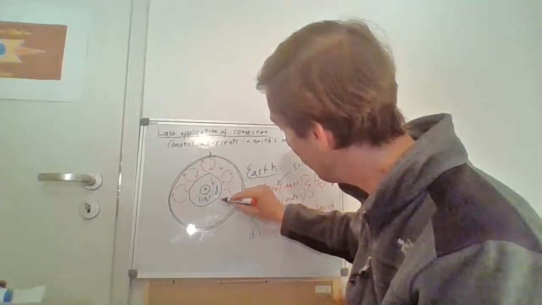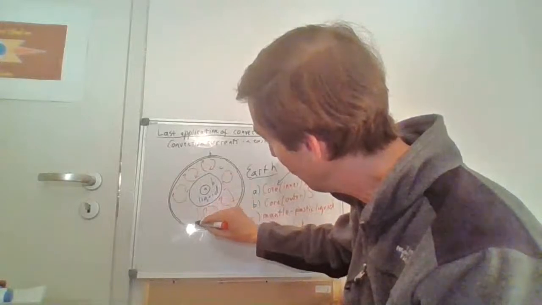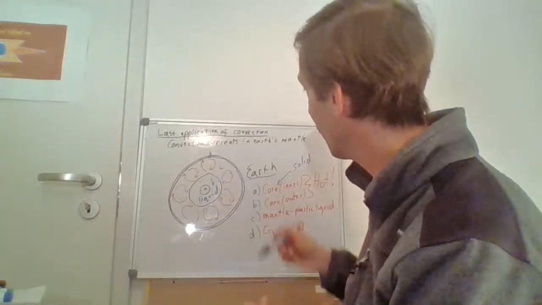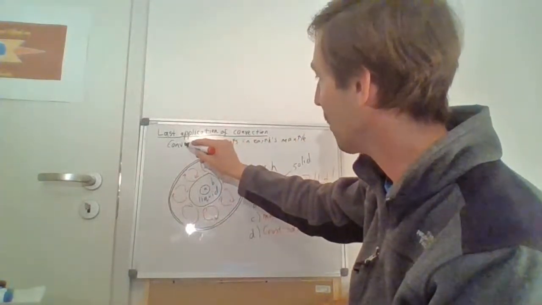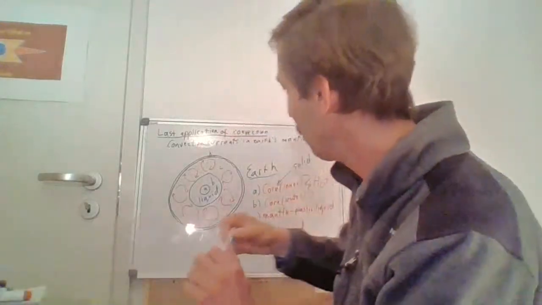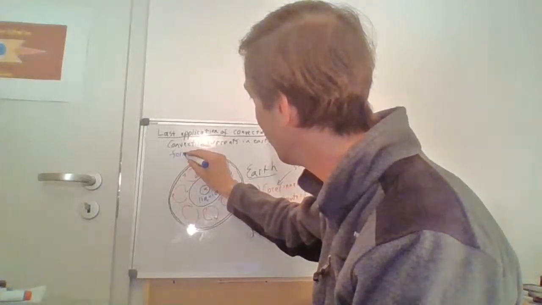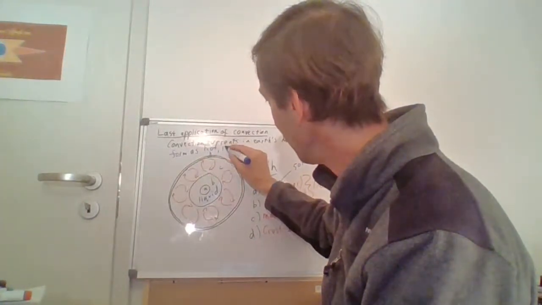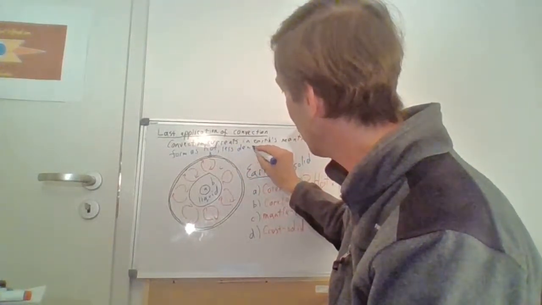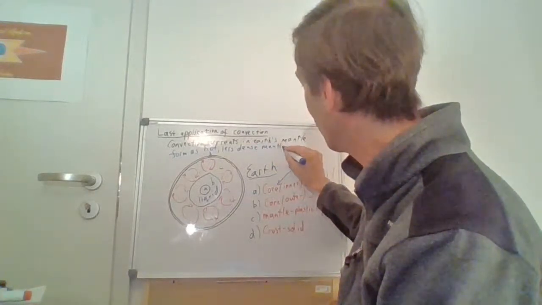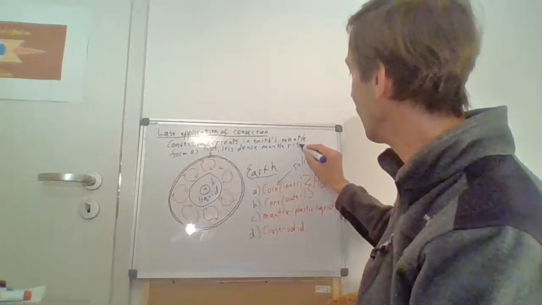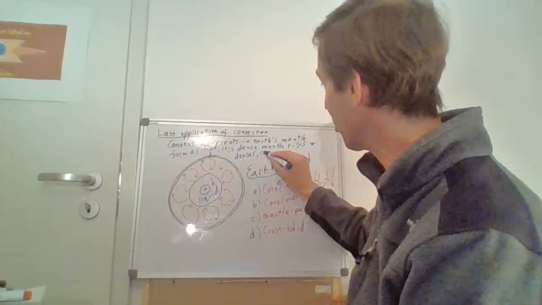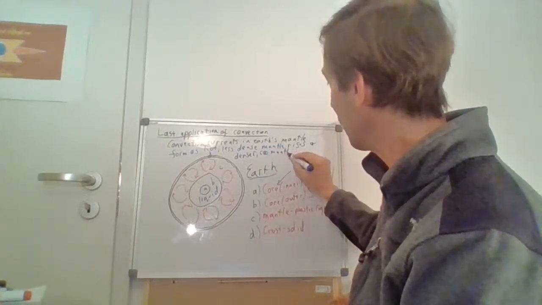All right, let's just finish this up. Okay, so what's happening here? I'll just write up here. Convection currents in Earth's mantle form as hot, less dense mantle rises and denser cool mantle sinks.